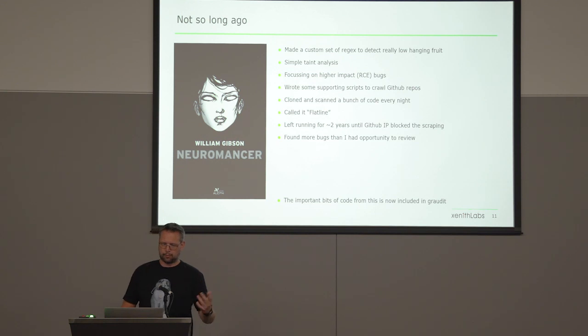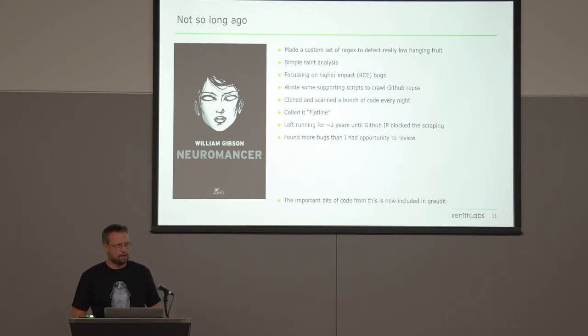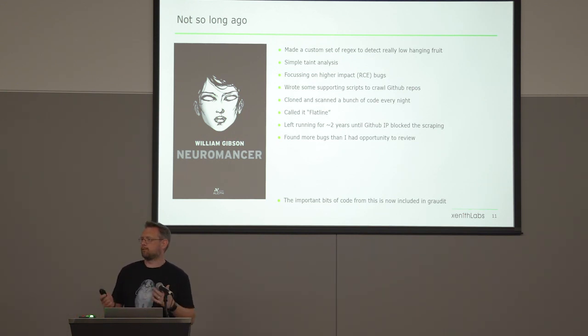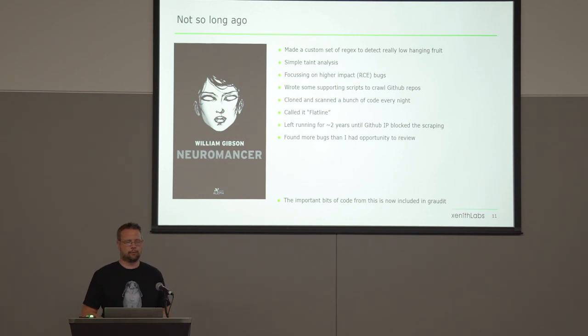Not sure if it's really up to the standard, but I left this running for 2 years until GitHub blocked me, and it found more bugs than I had the capability to review. So I did the numbers on this not too long ago, and over that 2-year period, it found about 94,000 vulnerability candidates in the code bases that it scanned.